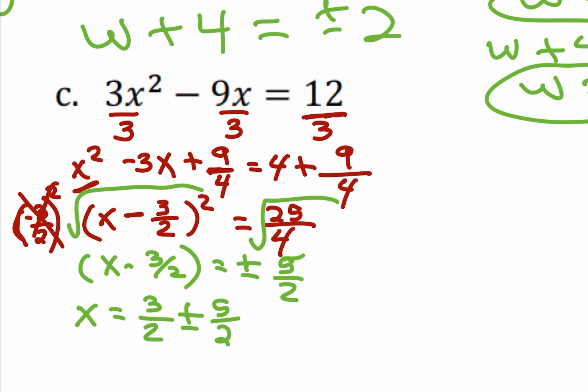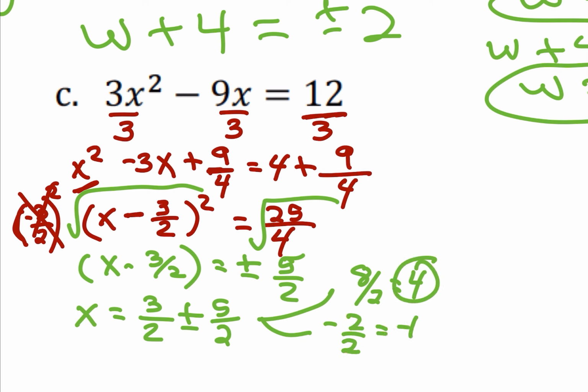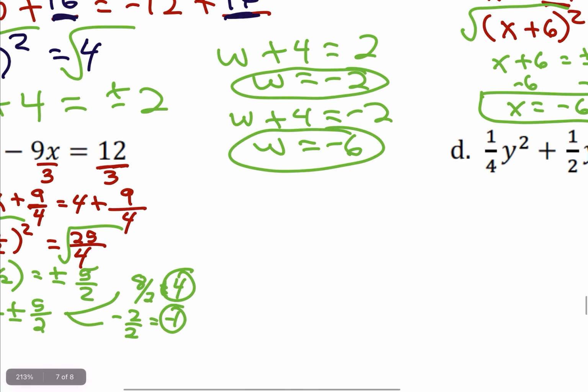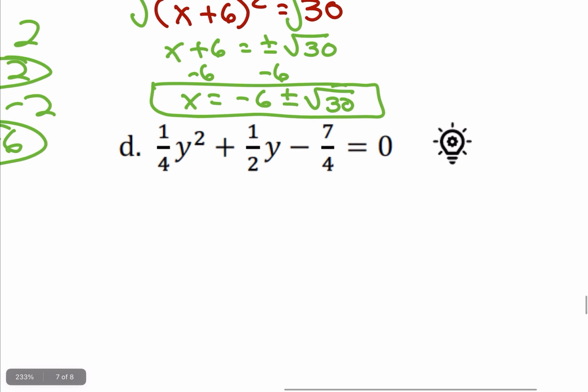So we're going to get two solutions here. The first is going to be 3 halves plus 5 halves, which is going to be 8 halves, which is 4. The other is going to be 3 halves minus 5 halves, which is going to be negative 2 halves, which is equal to negative 1. So our two answers are x equals 4 and x equals negative 1. All right, let's move on to D. We actually had a lot more space there because we zoomed in so much.